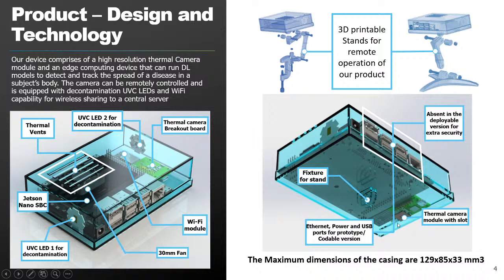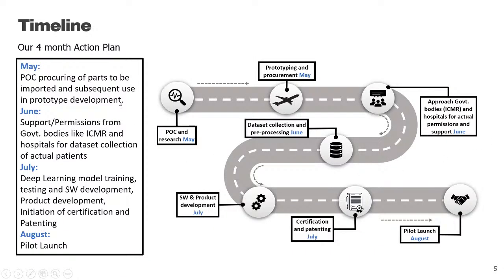As you can see, the thermal camera is here and it has a slot. The maximum dimensions are 129 by 85 by 33, so that is pretty small and sleek. So this is our timeline.